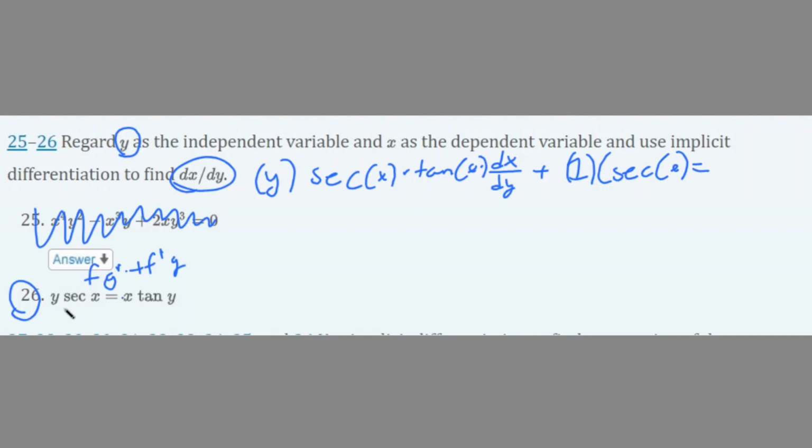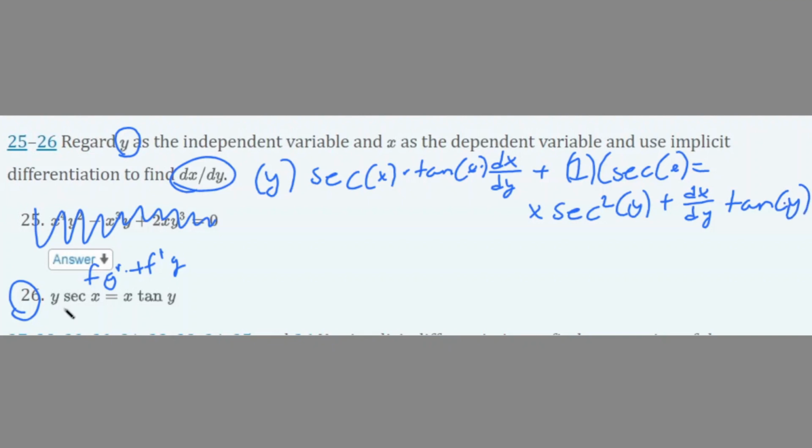And that's going to be equal to, we're going to have to go down a row actually, because we're not going to have space. So f, which is going to be x, times g prime, which is tan y, the derivative of that is secant squared y, plus f prime, which is going to be dx/dy, multiplied by g, which is just going to be tan y.